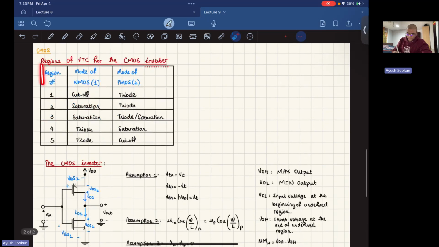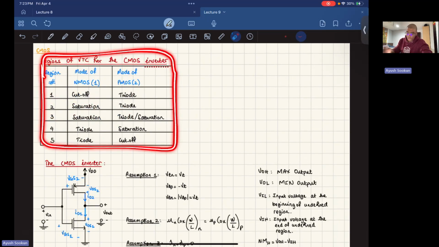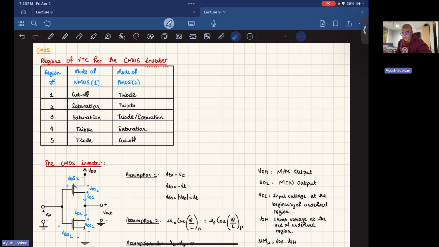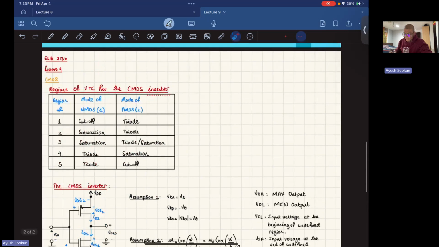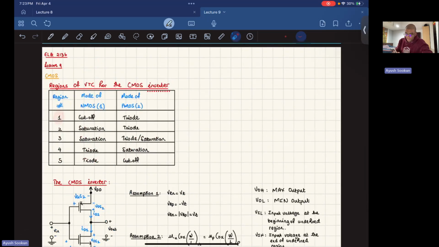So if you look over here, I have these regions in a table, right? You probably have these in your lecture notes too, but these are the regions 1, 2, 3, 4, 5. These regions correspond to these values right here. And then it tells you when you're in region 1, the NMOS is in cutoff and the PMOS is in triode. When you're in region 2, you have NMOS in saturation, PMOS in triode. Region number 3, NMOS in saturation, PMOS in triode. And region number 4, NMOS in triode, PMOS saturation. Region number 5, NMOS in triode, PMOS cutoff.